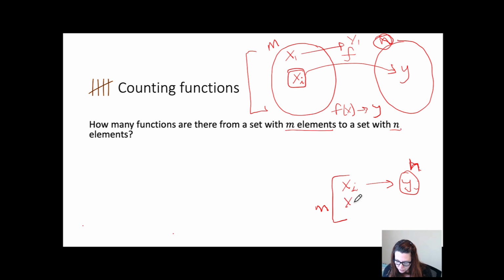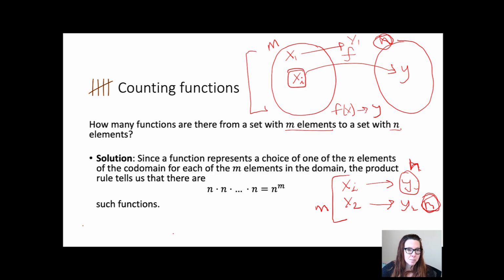So for X2, we're going to make a choice where it's going to go, right? To some Y2. And there are N possible choices that we could make for that second one. And so we're going to do that M times. So I'll put in the notes. Since the function represents a choice of one of the N elements that we came up with in the codomain, for each of the M elements in the domain, the product rule tells us we have N choices for where we send the first element, X1. We have N choices for where to send X2, N choices for where to send X3, and so on. So there are N to the M functions.